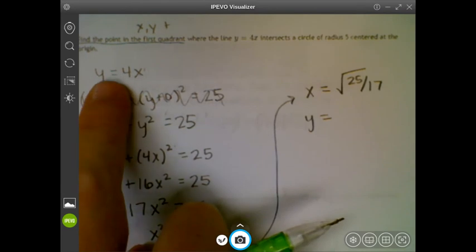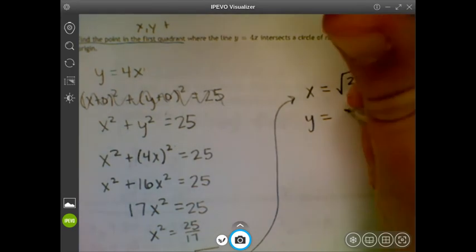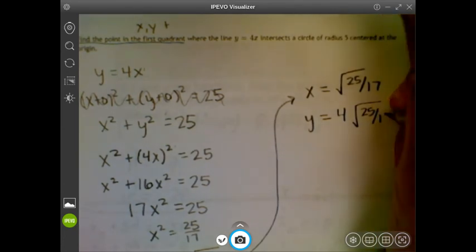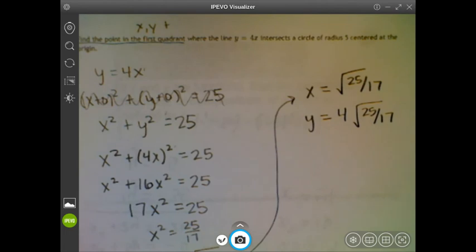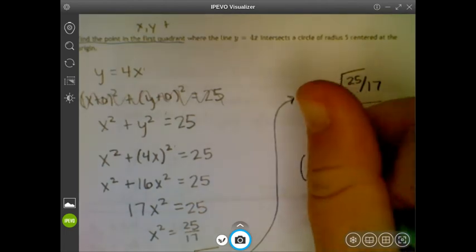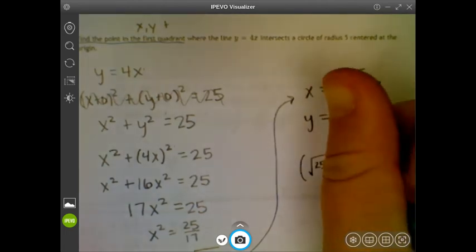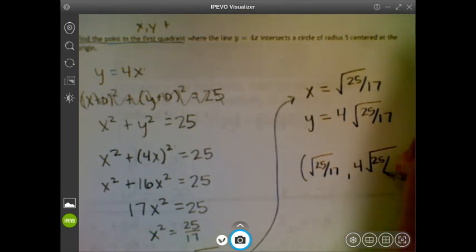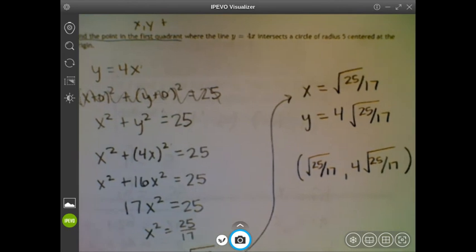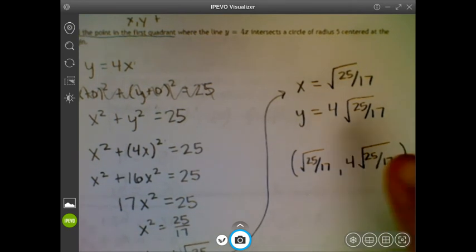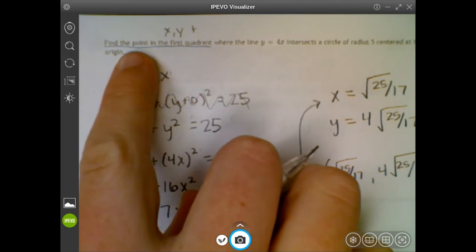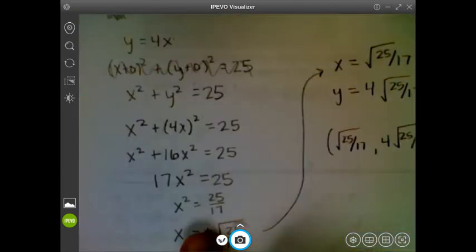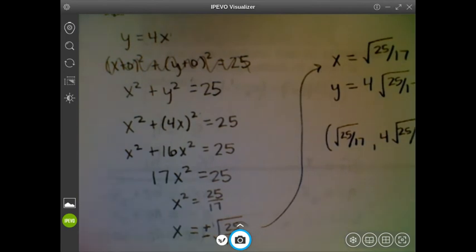Definitely want to use this one, right? Because you're just going to take this value and times it by 4. So it'd be 4 times the square root of 25 over 17. And so your coordinate point would be the square root of 25 over 17, comma, 4 times the square root of 25 over 17. And you only have one solution here because it's saying find the point in the first quadrant. If it wanted all the solutions, you would have to do the same thing with the negative as well, right?